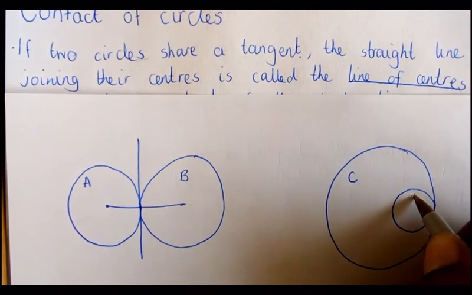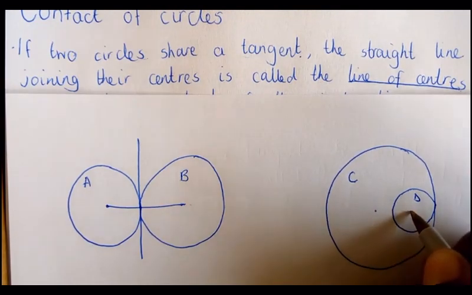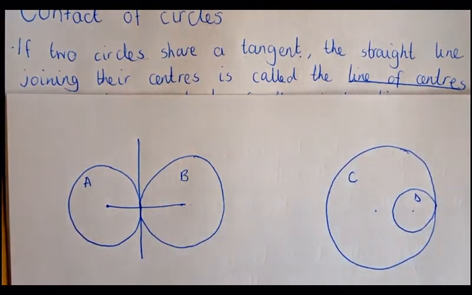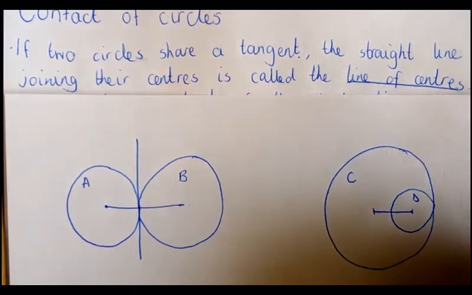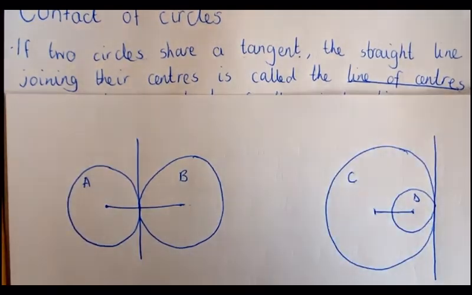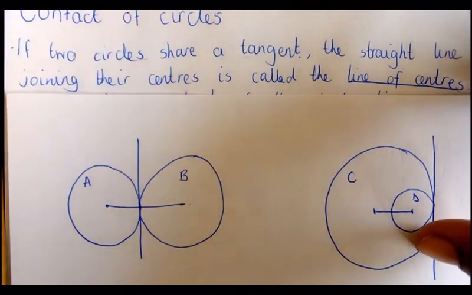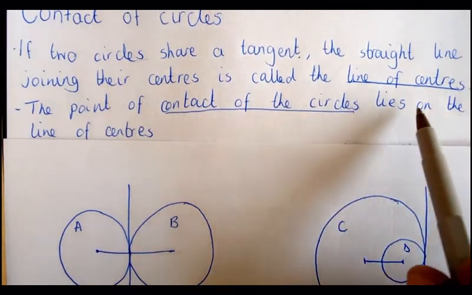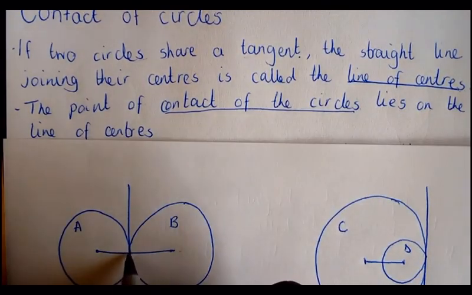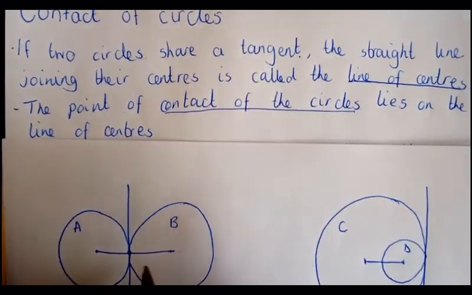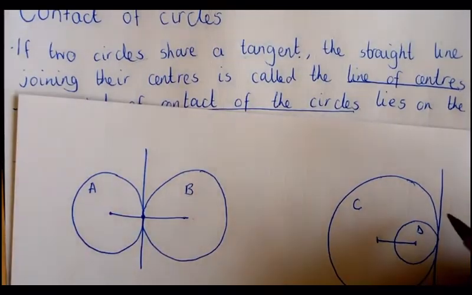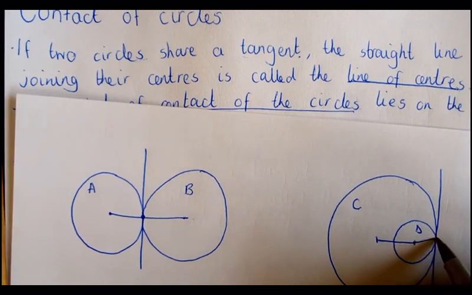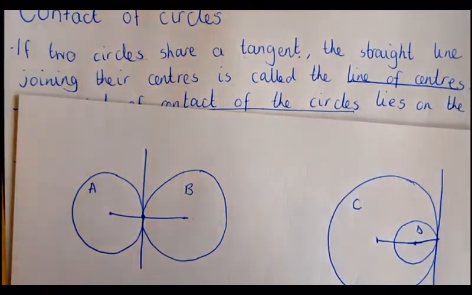Even if you look at circle C and circle D, this is the center and this is the center. So the straight line joining their centers is called the line of centers, and this is the tangent. The circles will have one point of contact. The point of contact of the circles lies on the line of centers. So you can see that this point of contact lies on the line of centers. And also for C and D, it also lies on what? On the line of centers.